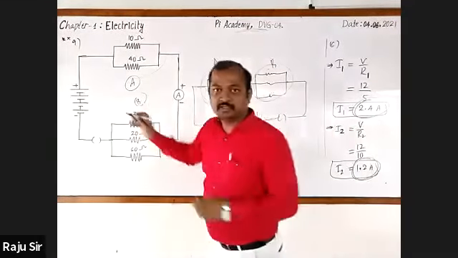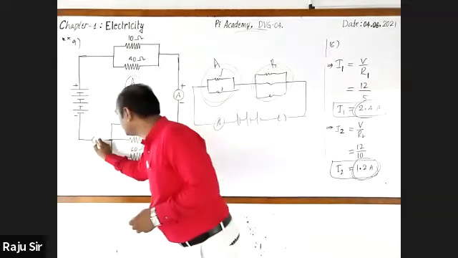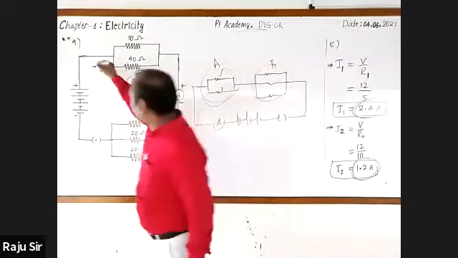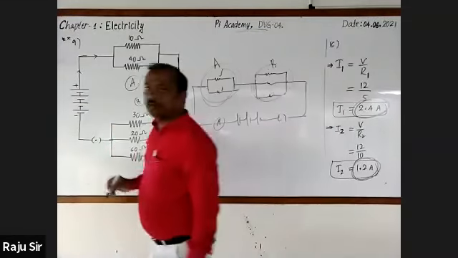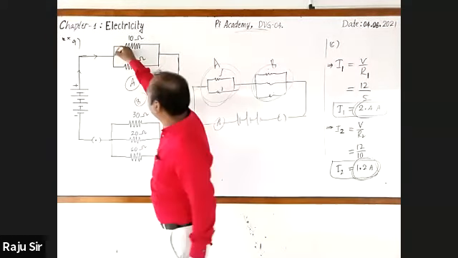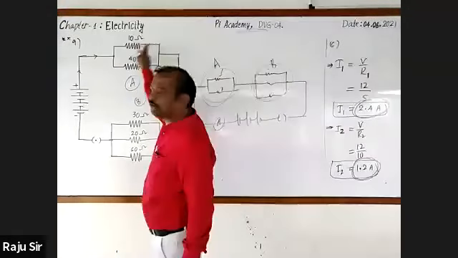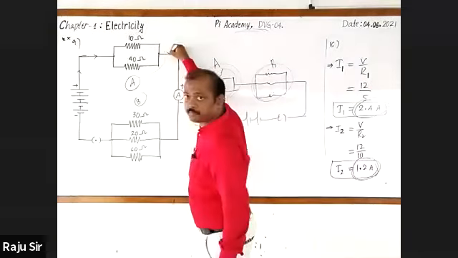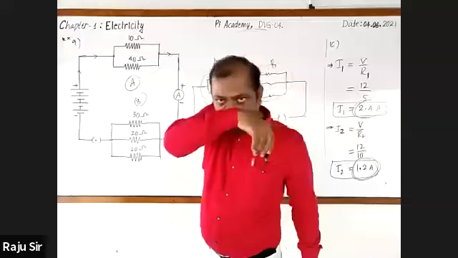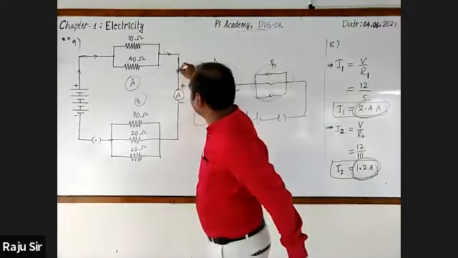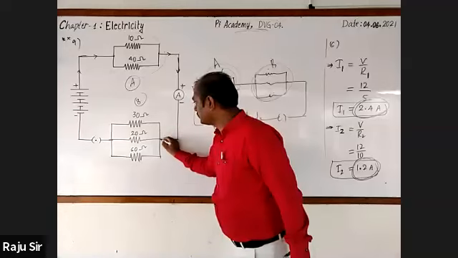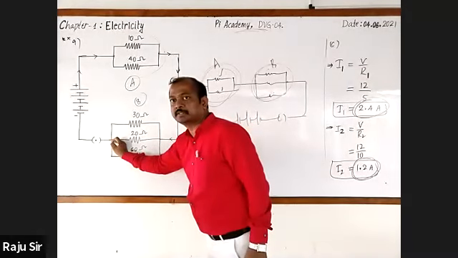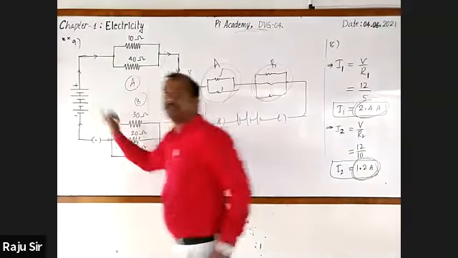Before that, just complete the circuit by switching. Now current starts flowing from the positive terminal to the negative terminal. When it comes to this point, it gets distributed to 10 ohm and 40 ohm. Again, it will recombine at this point. Then similarly, when it comes to this point, it gets distributed to 30 ohm, 20 ohm, 60 ohm. It will recombine at this point. Then continue to flow.